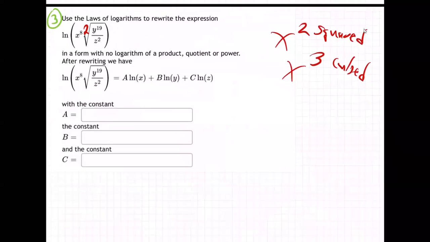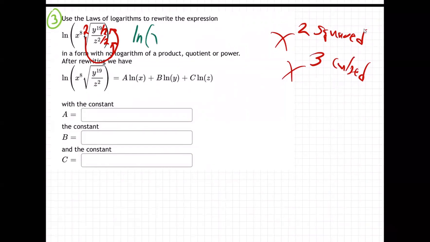So let's get back to it then. I'm going to take this 2 and he's going to swing around and go right there and right there. Why both of them? Because the root is over both of them, isn't he? That root is over that whole fraction. So he becomes the denominator power for both of them. So this is going to equal natural log x to the 8th. And now we're going to have y to the 19 halves over z to the 2 halves. Everybody see what happened? And no more root.